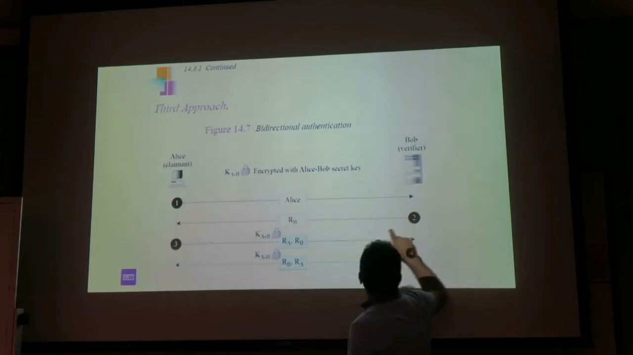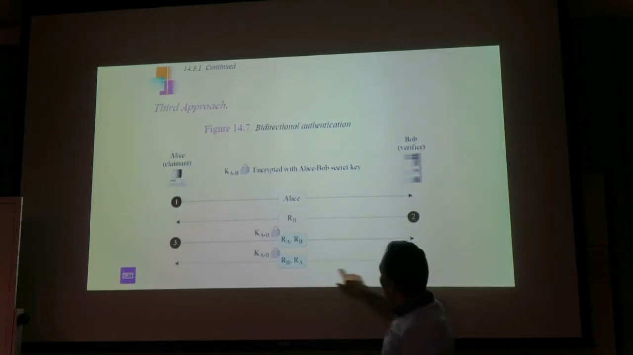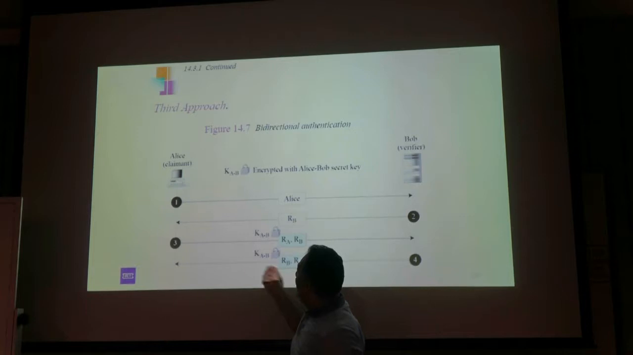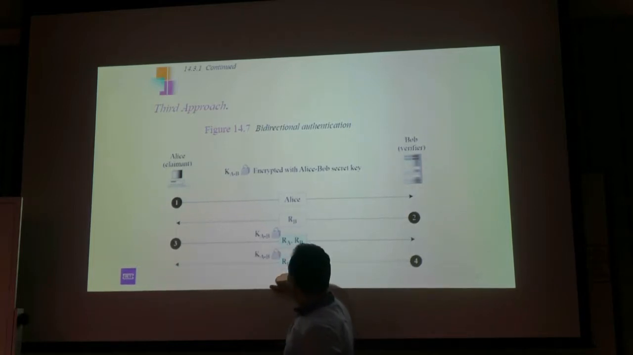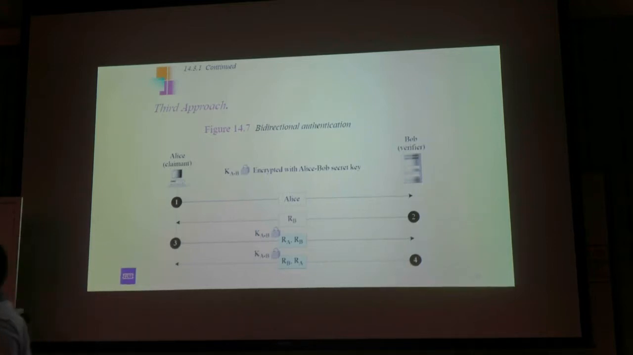But Bob also needs to verify itself to Alice. Then Bob sends back the RA with the same key to Alice. Alice unlocks it. Alice knows the RA which was sent, and it knows the RB that was received before. Then both are authenticated to each other. Fair? Very simple, very logical. Your job is just to think how to break it. It's not a complete system, right?